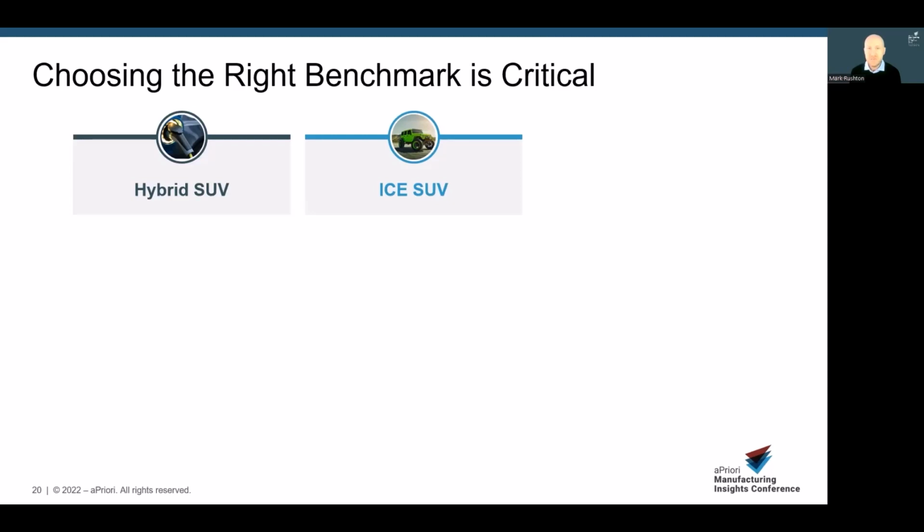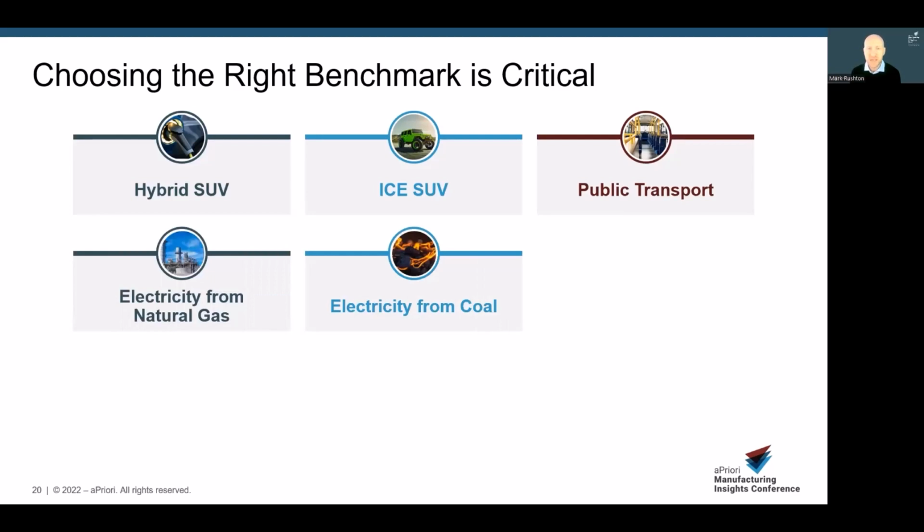Is a hybrid SUV a greener product if the consumer was considering an internal combustion engine SUV? But what if it's a second car instead of taking public transport? Depending on what you're comparing it to, it might not be quite as sustainable as you originally thought. And all products have some environmental impact, whether that's raw materials, production, in use, end of life, or even intermediate products such as electricity from natural gas. Compared to coal, it might be pretty good, but compared to renewables, it's much worse. So choosing that benchmark is really quite critical.